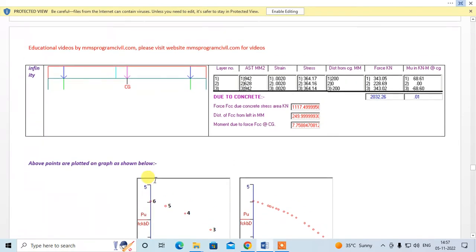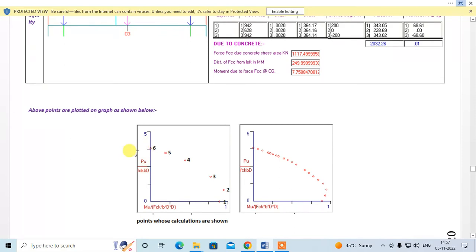Now taking the last point, that is, assuming that the neutral axis is at infinity, we have to use the same formulas as for the case which we used for point 0.5. You will see that when the neutral axis is at infinity, the strain becomes constant over the whole cross section, that is equal to 0.002. You can see 0.002, 0.002, 0.002. In this case, moment will be almost zero. So add these forces, you get the ultimate axial load which the column can carry, and moment will be zero. So this is how we plotted this point over here.